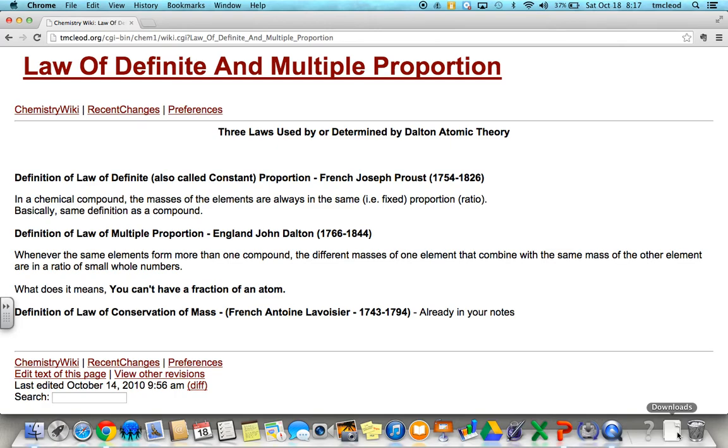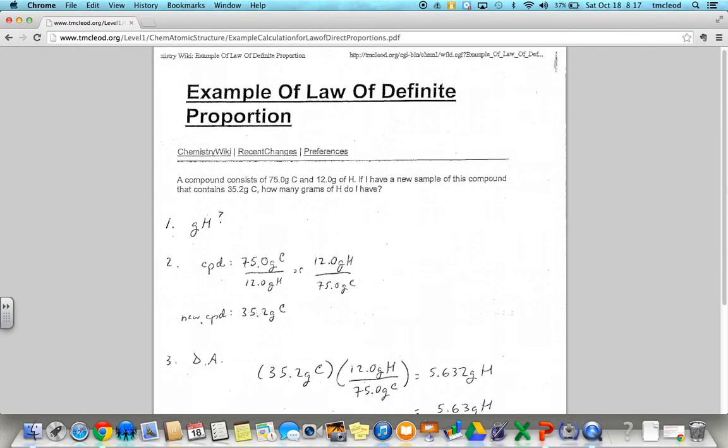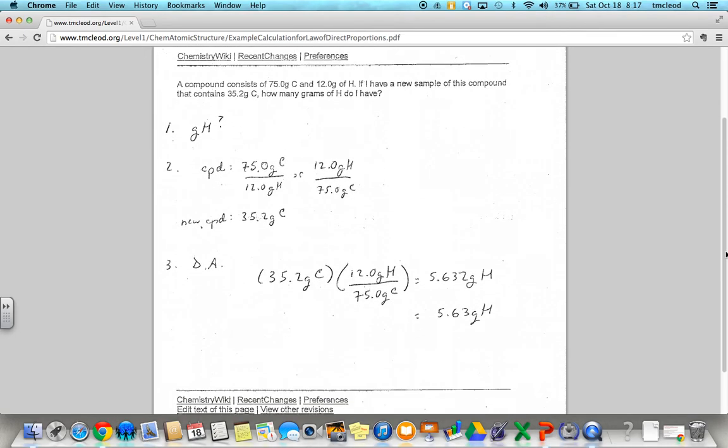The only math that you will have to be responsible for in this section is the one I'm showing you now, the law of definite proportion. And this handout shows you the exact work I'm looking for. Okay, so that's about it. Again, these are the three laws that come from Dalton's atomic theory, or the material that was going on around the time of Dalton's atomic theory. Thank you.